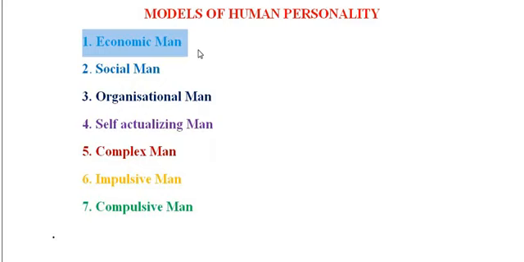And next, social man. Man is a social animal. Man lives within the society. He cannot live in isolation. He prefers to create and develop social relations with other members of the society, like affiliation, belongingness, and acceptance by others. Assumptions for social man: individuals can be satisfied through their social needs, and individuals are motivated by creating and maintaining social relationships with others.